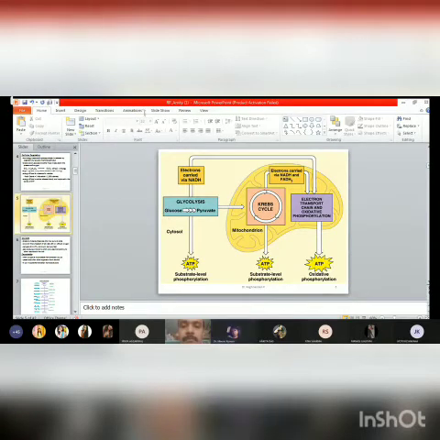Later, this pyruvate is transported into the powerhouse of the cell, that is our mitochondria, where pyruvate is converted into acetyl CoA with the help of pyruvate dehydrogenase complex, which is there in the mitochondrial matrix. Pyruvate is converted to acetyl CoA. Acetyl CoA enters the Krebs cycle or tricarboxylic acid cycle, and it generates reducing power. By reducing power, we mean NADH and FADH2.